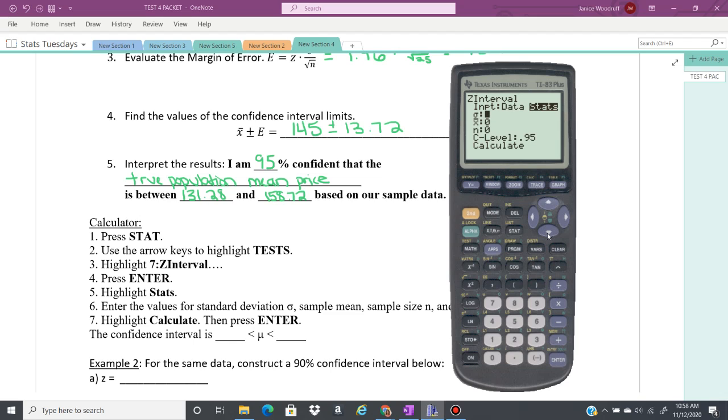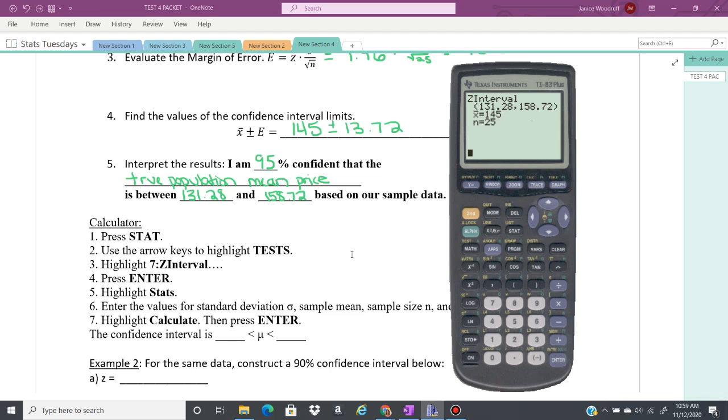Then you're going to enter the values. The standard deviation was 35, X bar 145, and the sample size was 25. Then scroll down to put your confidence level in, which for 95% is 0.95, and then hit calculate. And then you get those values there; it does it for you.